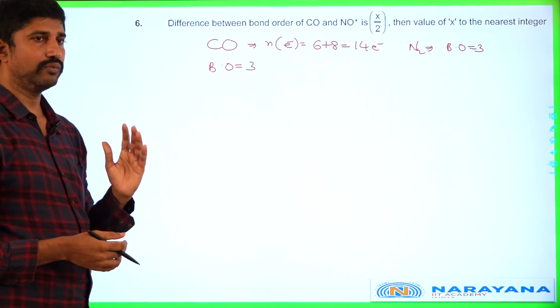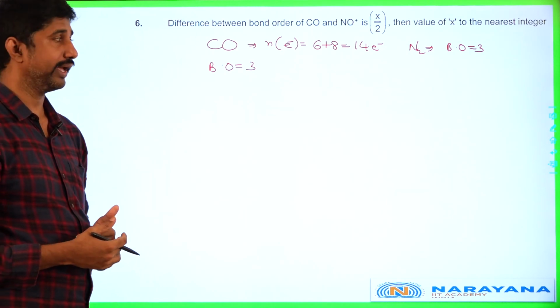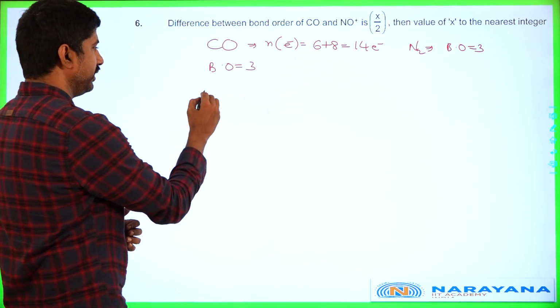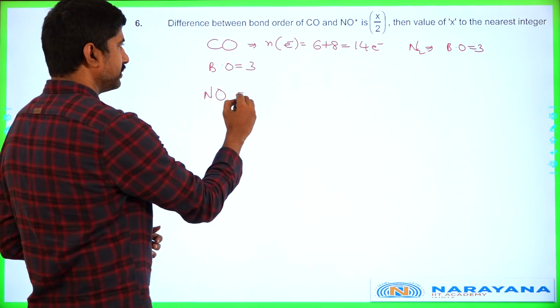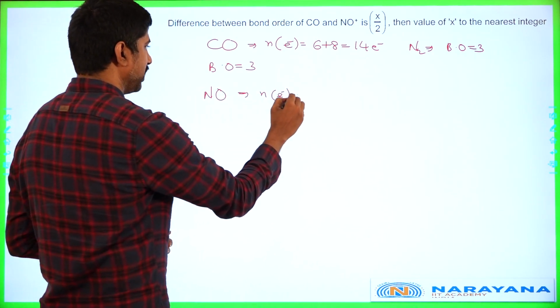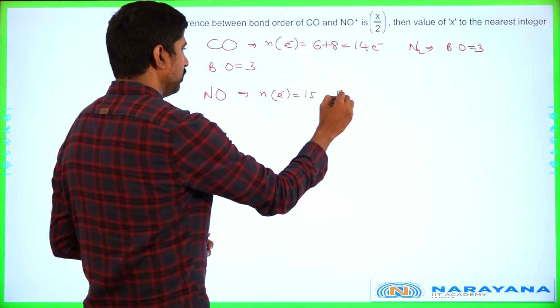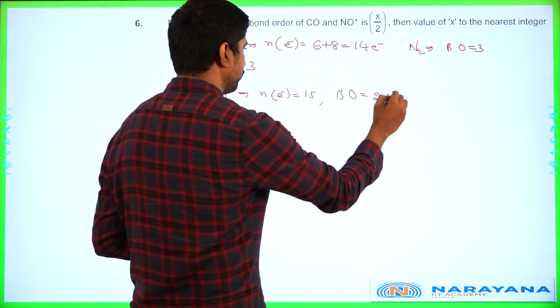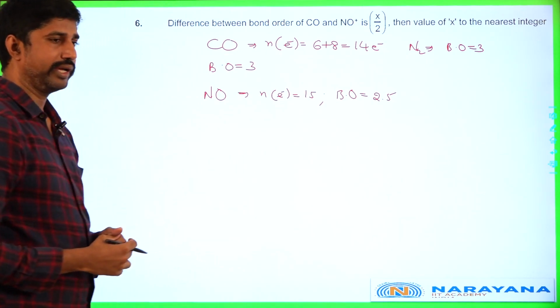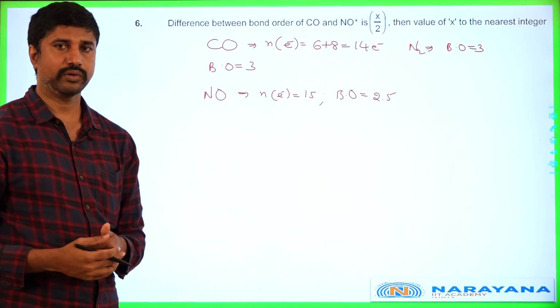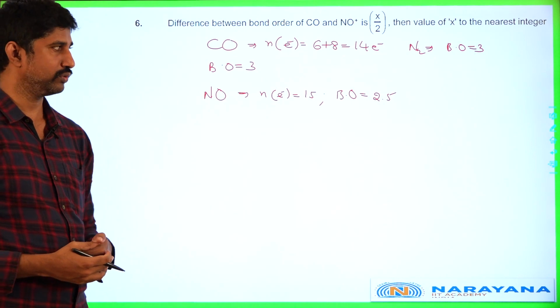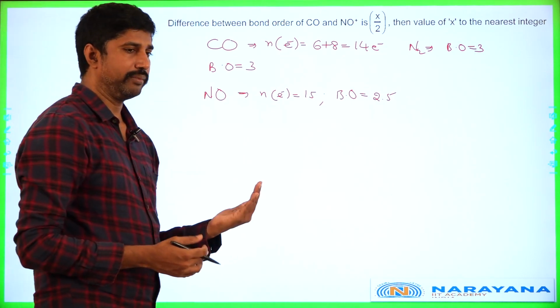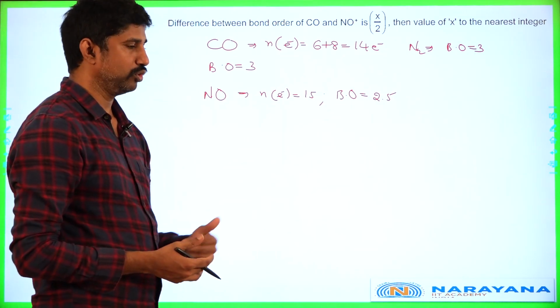Then coming to the NO+ ion. For NO, the number of electrons is 15, and the bond order is 2.5, calculated as usual: number of bonding electrons minus anti-bonding electrons, divided by 2.